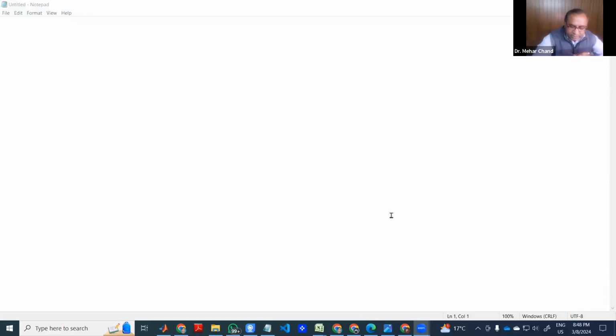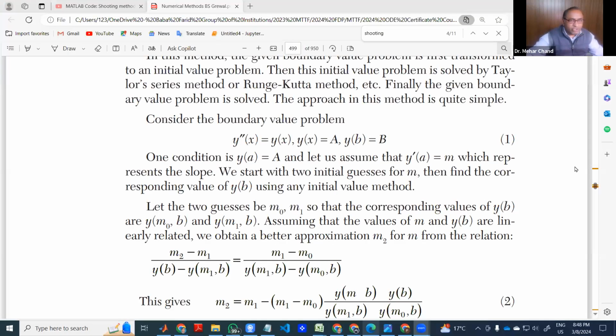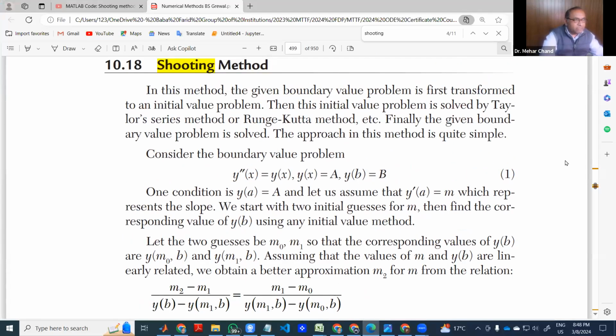So the method which we are going to discuss today is the shooting method. Okay. And I would like to share a little information about the shooting method, then we will discuss everything one by one.